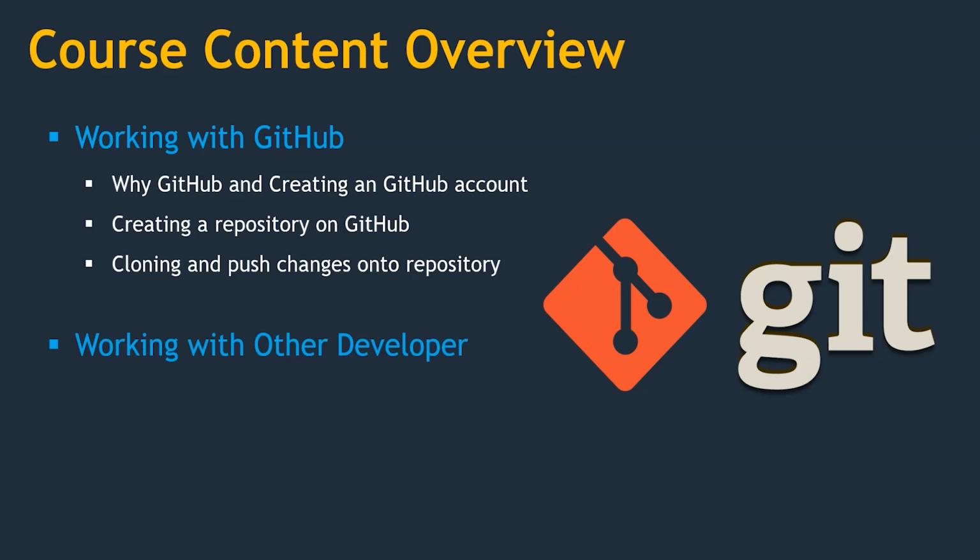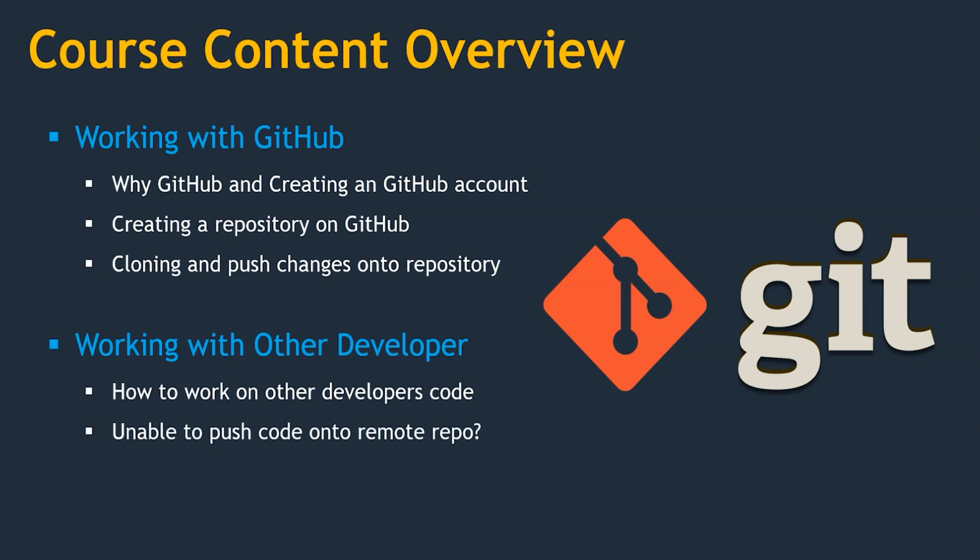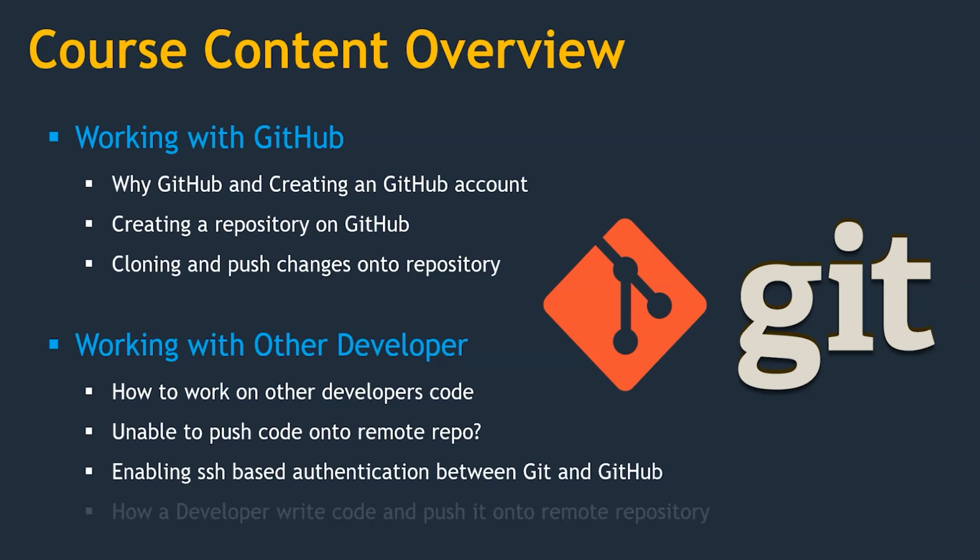Next, working with other developers. Here we are going to see how to work with other developers' code. If we are unable to push changes onto the remote repository, how can we resolve it? Enabling SSH-based authentication between Git and GitHub. How a developer writes code and pushes it onto the remote repository. This we see in this module.